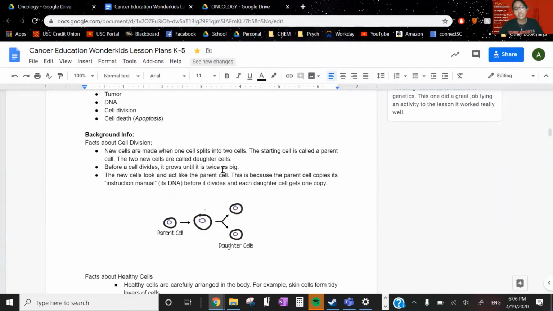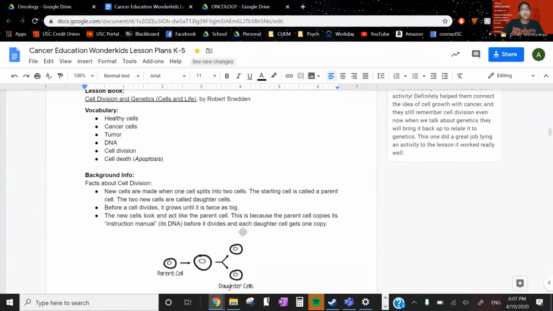This drawing, or this graphic, was really, really helpful for me. In this unit, I didn't use slides. I really depended on the whiteboard a lot, and it's really helpful for this particular lesson just because of how complex the topic is.